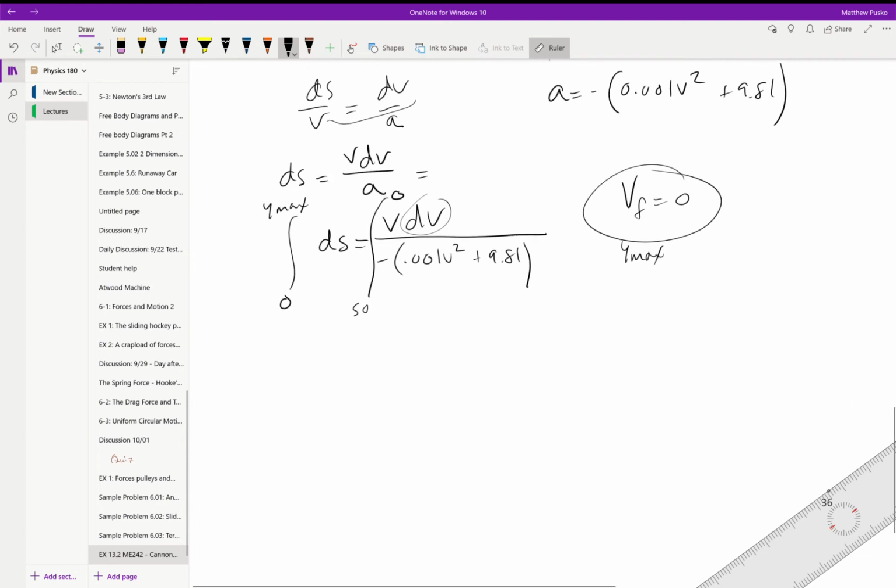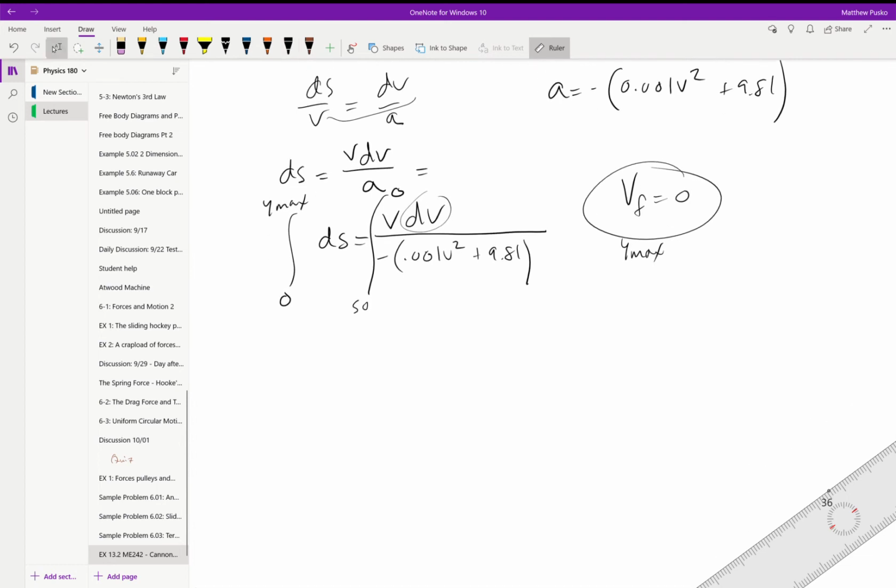Now, this is not a solution that you'd be able to get right off the top of your head, but on the left side, we get y max minus 0, or the displacement, is equal to the integral of all this stuff. It ends up being 500 times the natural log of v squared plus 9810. And this is a function of v.